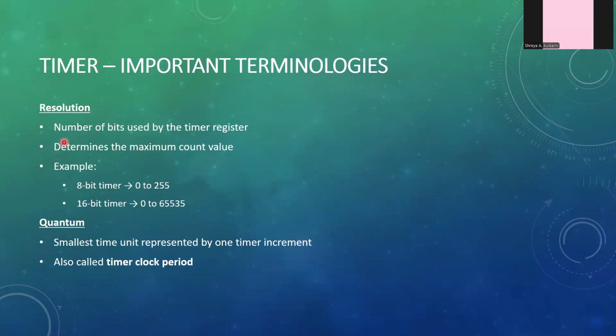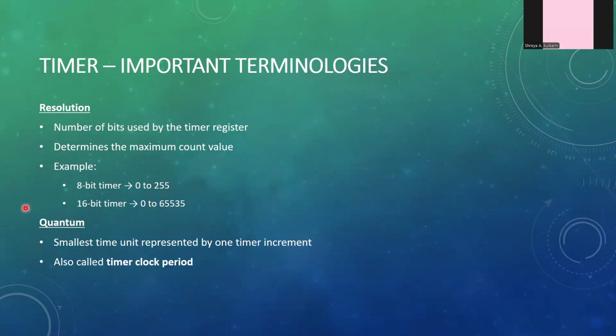Resolution is the number of bits used by the timer register. So it's like a range. If it's an 8-bit timer, then it goes from 0 to 2 power 8 minus 1. 2 power 8 is 256, minus 1 is 255. Then if it's a 16-bit timer, it will go from 0 to 65535. This number is 2 power 16 minus 1. This determines the maximum count value. So an 8-bit timer can count from 0 to 255 and then it will start again from 0.